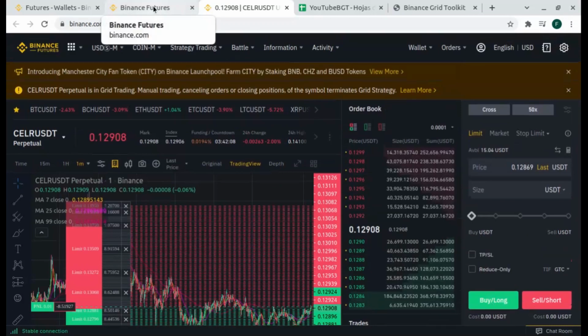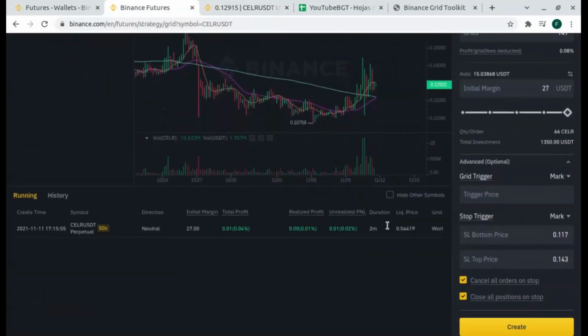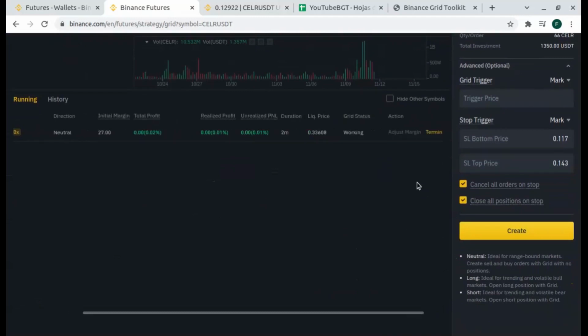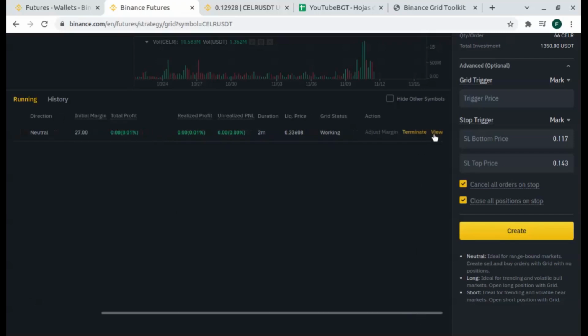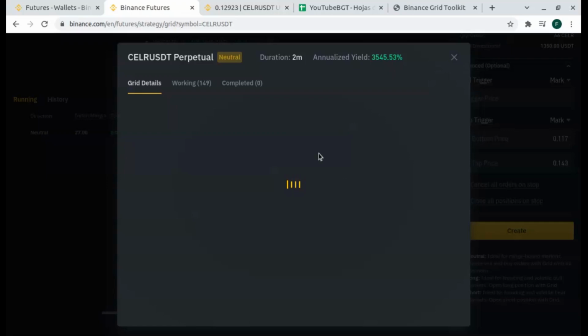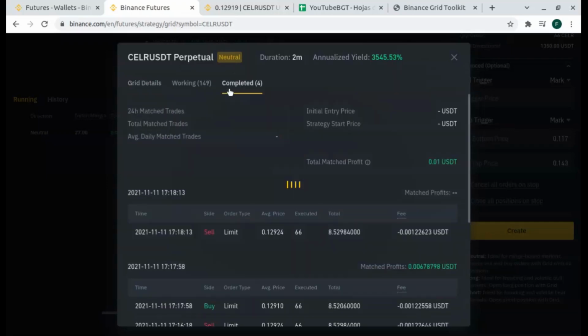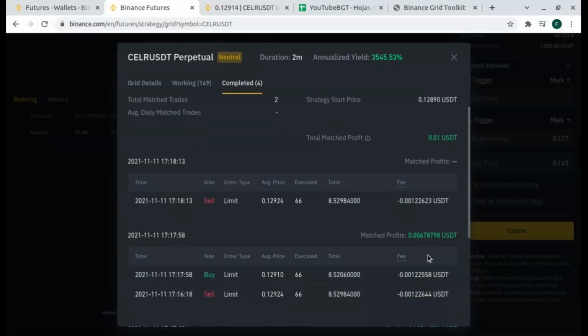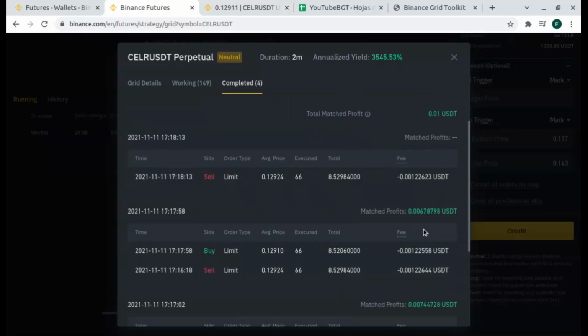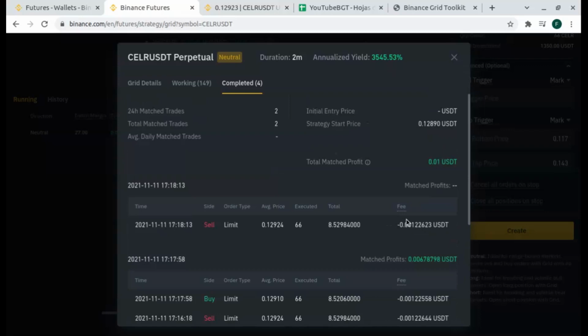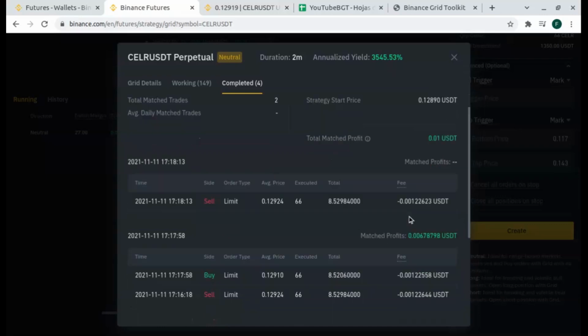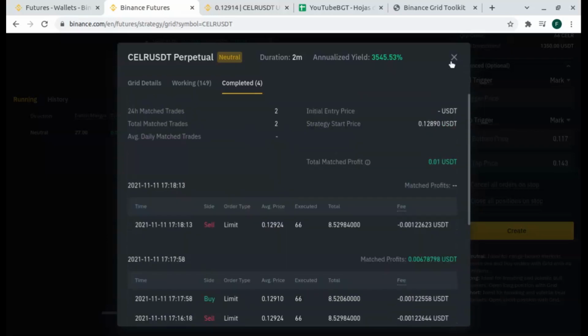We can check it here. Let me show you. So yeah, we are making less than 1 USDT as match profit, because now the grid is wider, because we have 27 USDT as margin. And okay, let's see how this goes.